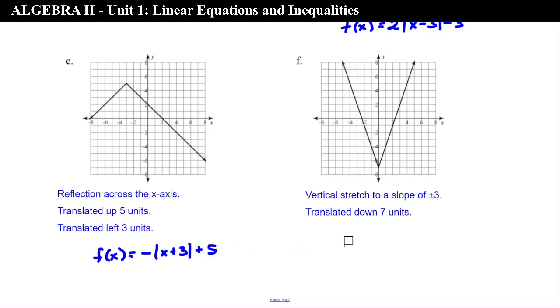Okay, so we can write an equation. f of x is going to be equal to, well, our slope goes on the outside, 3 times the absolute value of x, and then our translation down gets taken care of on the outside of the absolute value, on the end, minus 7.